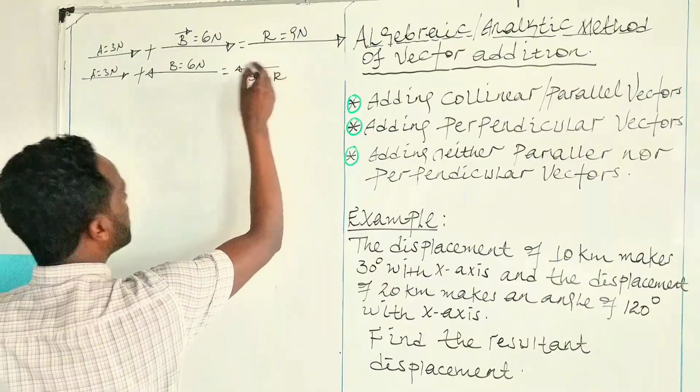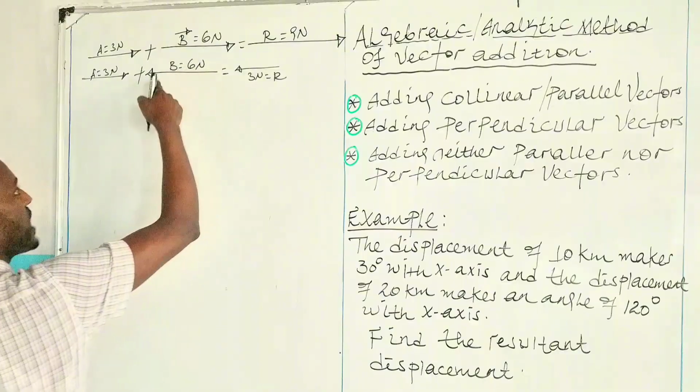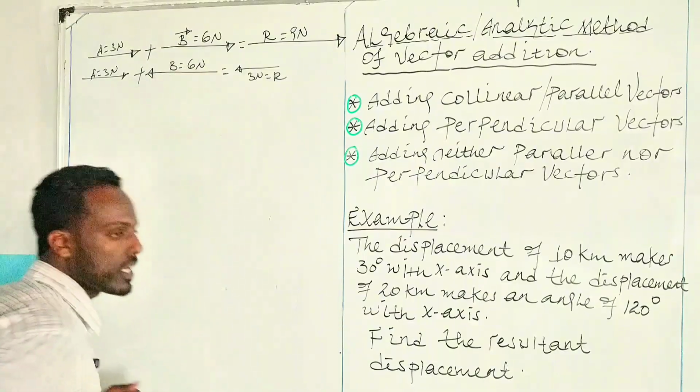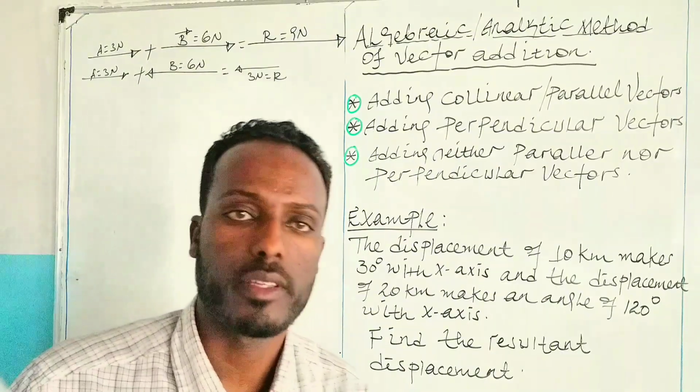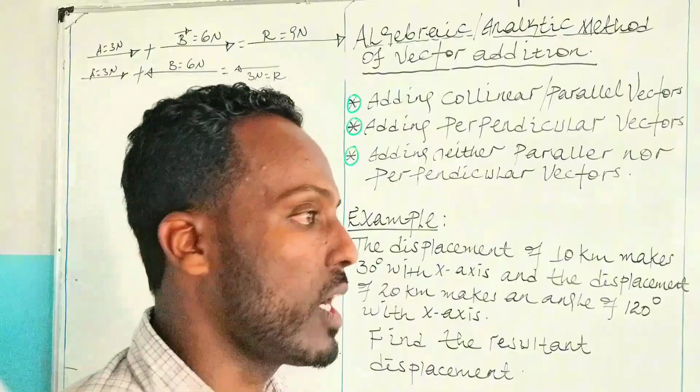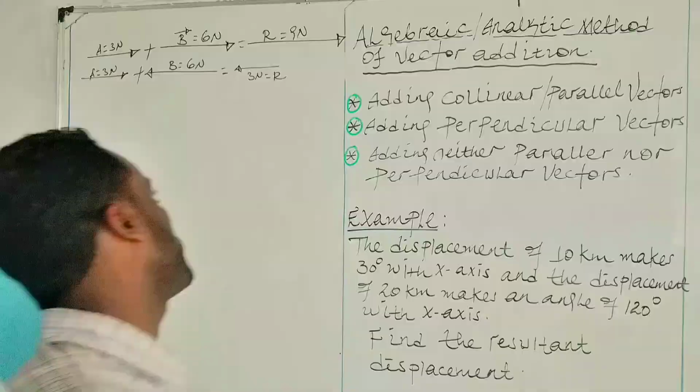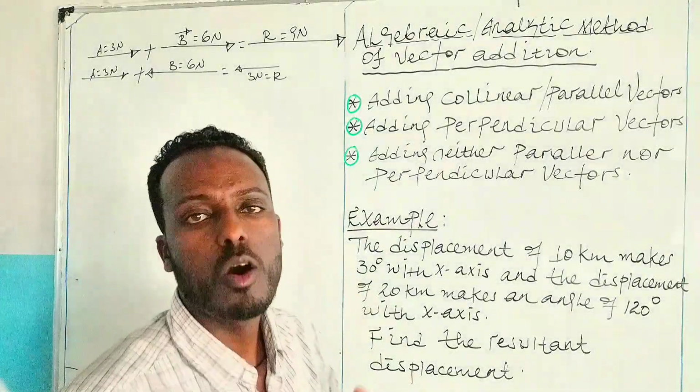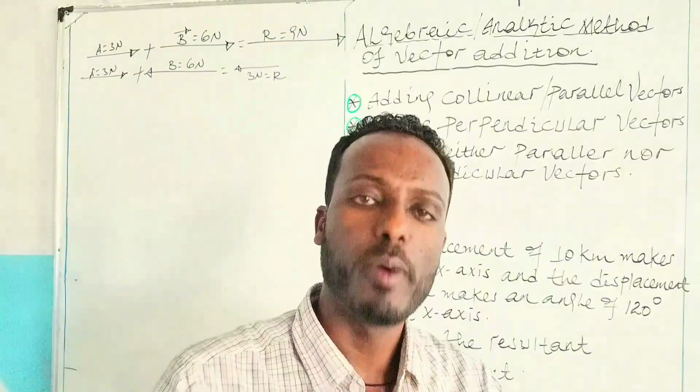So the magnitude of the resultant vector is 3 Newton, and its direction is acting in the direction of what? The larger vector. So this is all about how to combine collinear or parallel vectors.